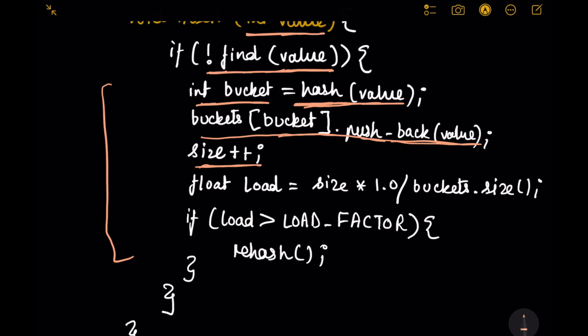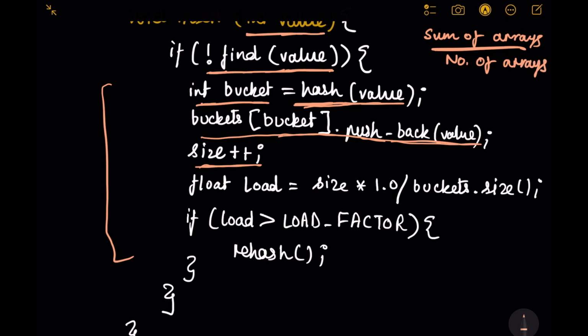Now what we do is we find the load for this particular set. So load, as I said, is actually the average size of each array pointed by the buckets. So how, according to you, will we find the average size of each array? The average size of each array will be nothing but the sum of all the arrays divided by the number of arrays.